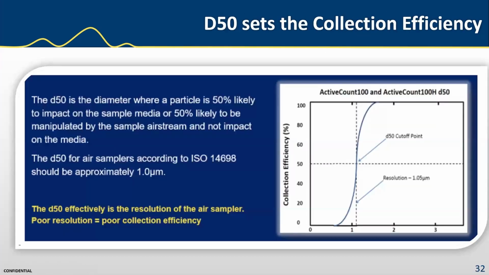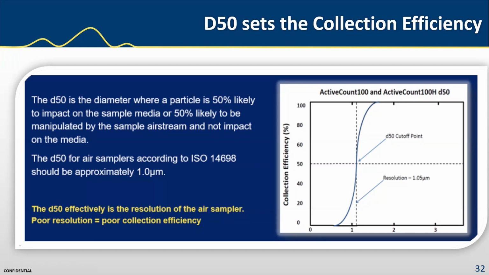The D50, the collection efficiency, as I said, it's the 50% probability of that particle landing on the media or being swept away. And that contributes to the collection efficiency and the resolution of the air sampler. And believe me, there are some air samplers out there with a D50 of 10 microns, meaning that they do not have the ability to pick up any particles below 10 microns because they'll be swept away by the airstream. So again, you need to look out for that and follow 14698 as a guideline for selecting an active air sampler.